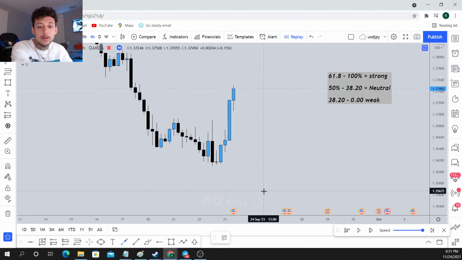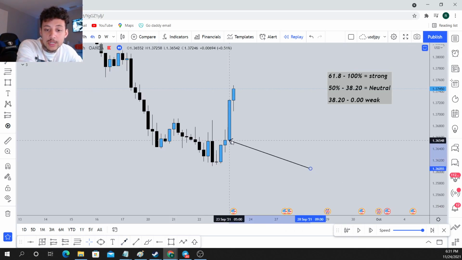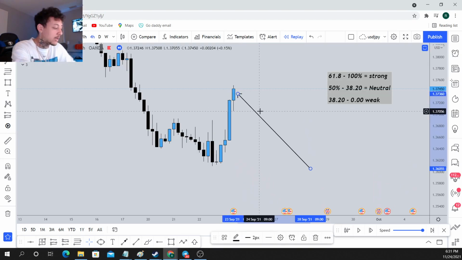This one, I would consider it to be a very weak bearish or bullish candlestick, just because it looks like it closed within the bottom third here. Then again, we have a strong candlestick, and then we have another strong candlestick.